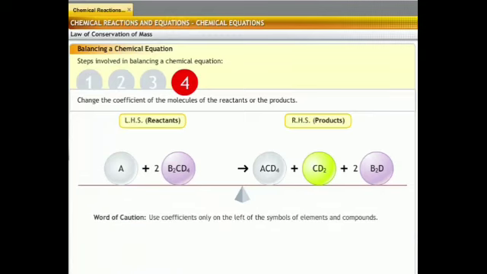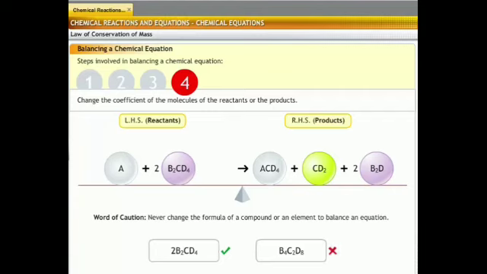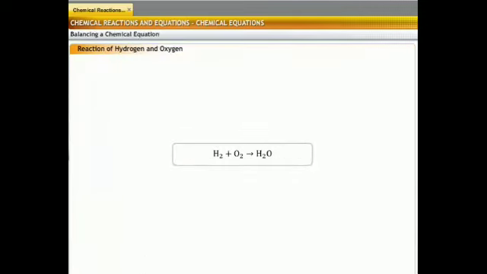Then we apply 2 in front of B2CD4. There are two ways, but the first is the correct method and the second is wrong. You can only put the number for balancing a chemical equation in front of the chemical formula.